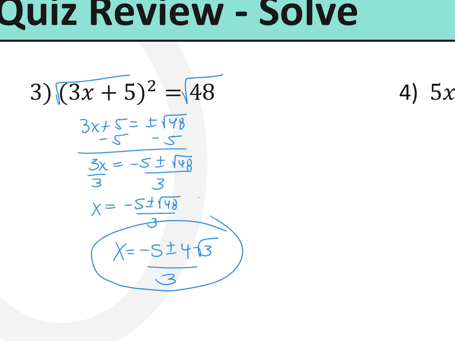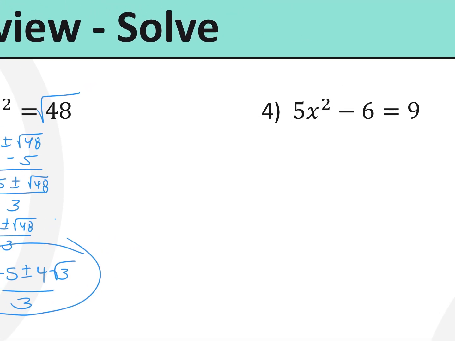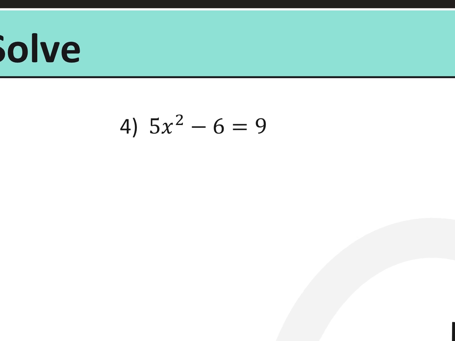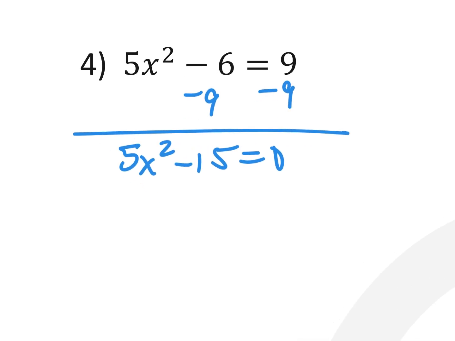Last period we did number 4, and 2 people solved it completely differently and got the same exact answer. What's one way that you could approach this problem? Subtract 9? Okay, perfect. We can subtract 9 from both sides. So when we subtract 9, we have 5x squared minus 15 equals 0, correct? This is solving by factoring. Perfect. So how do I factor this? What do you take out? 5. Good. So you have x squared minus 3 equals 0.